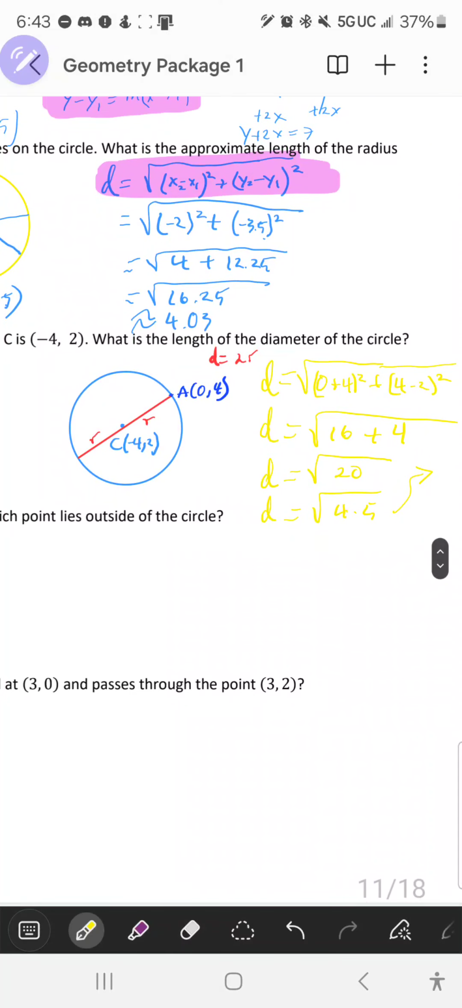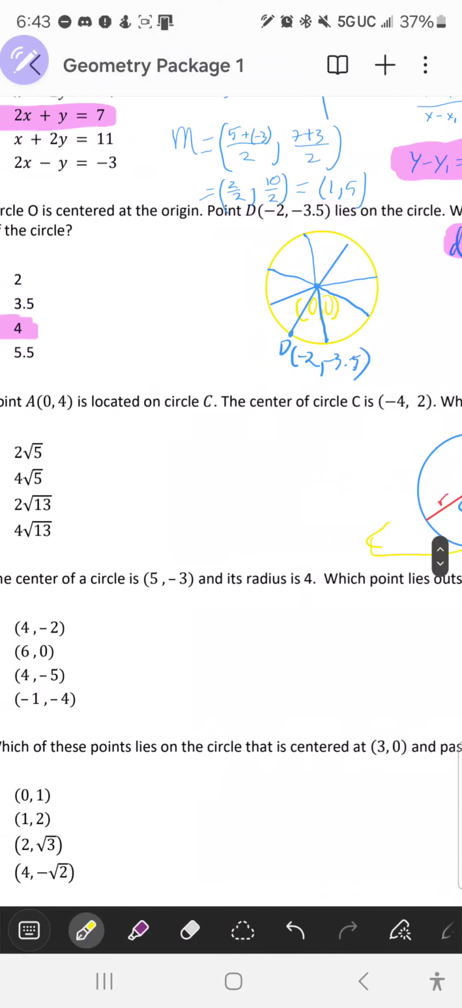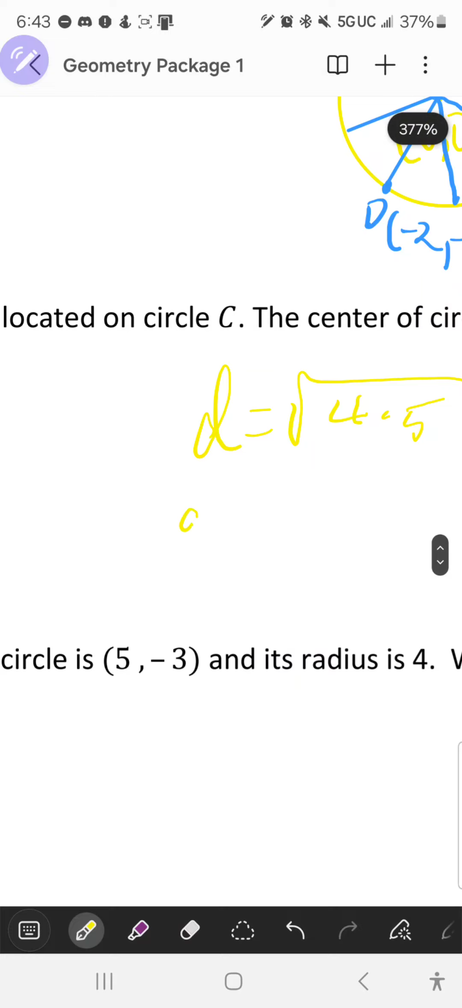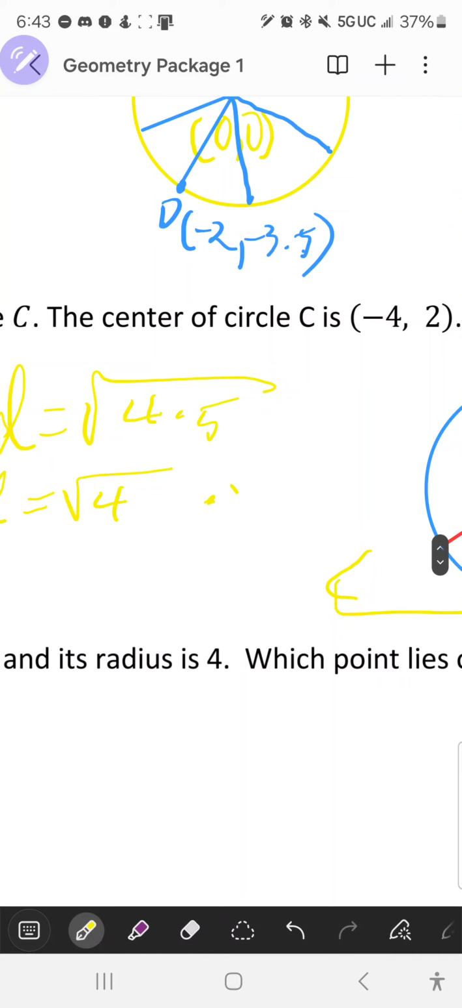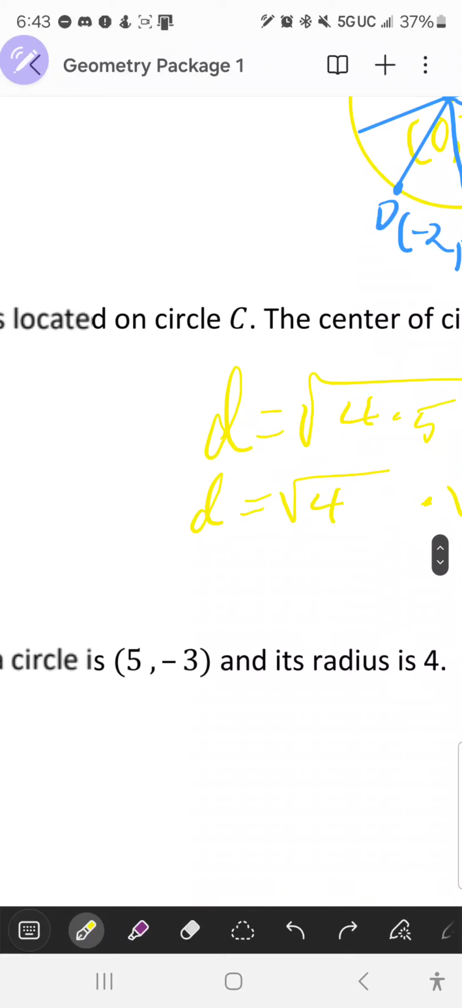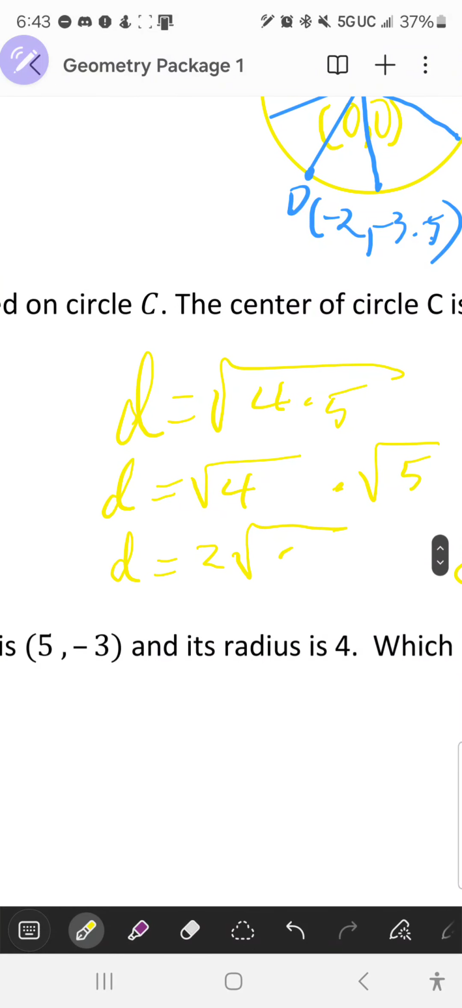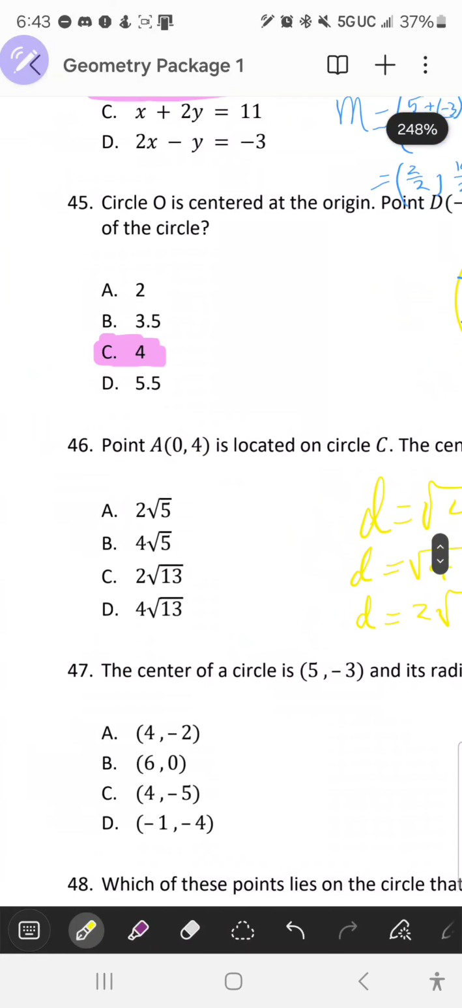Okay, I'm going to continue this here. Okay, we have a square root of 4 times 5. This can be written as a square root of 4 times a square root of 5. And now we already know that the square root of 4 is 2. So the distance is equal to 2 times the square root of 5. That's basically it. Here is my answer.